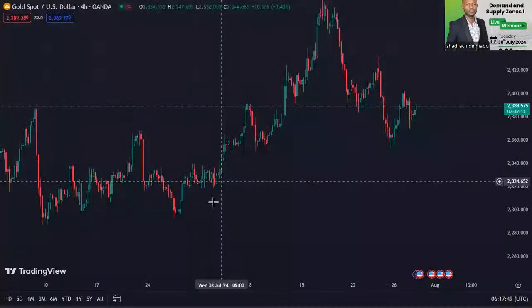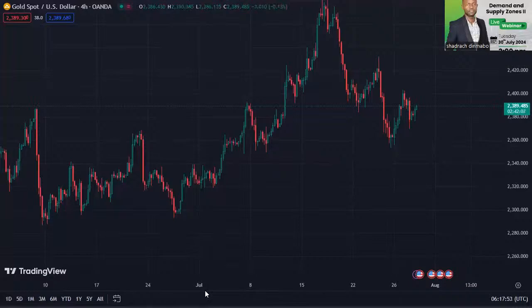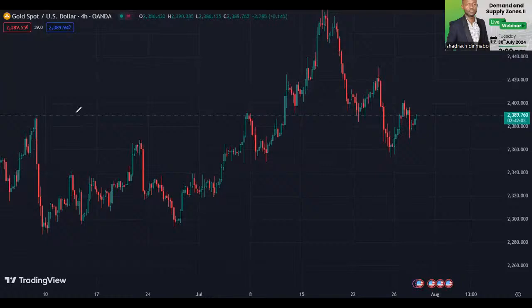Now, rally base rally. How do we identify that? We are talking about a rally: the market moves up, has a base point, and continues the movement. Very simple. You can see it here: there is a rally, a base point, and a continuation rally. Rally, base, rally. So here is our base point.